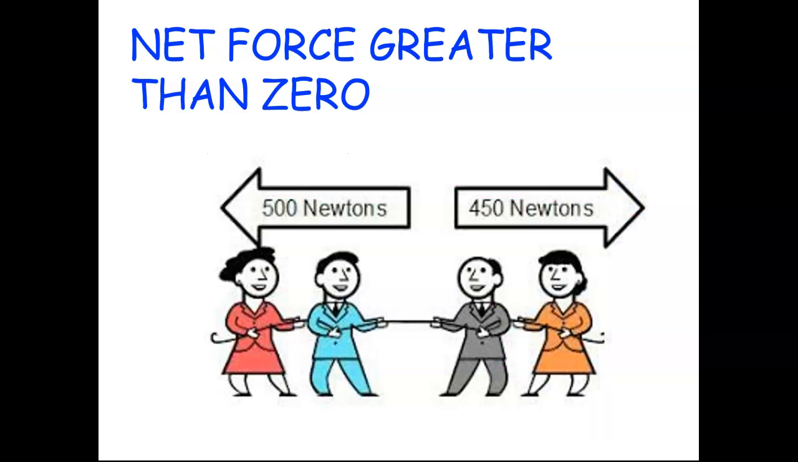So in this example, make a guess on who's going to win this tug of war. Is it going to be the dude in the blue and the chick in the red, or the dude in the gray and the chick in the orange? So the net force on the rope is going to be 500 newtons minus 450 newtons, which gives us 50 newtons to the right. So it's going to be the chick in the red and the dude in the blue that's going to win the tug of war.